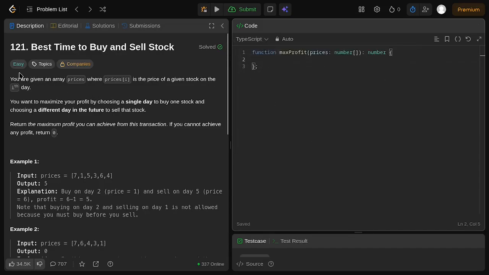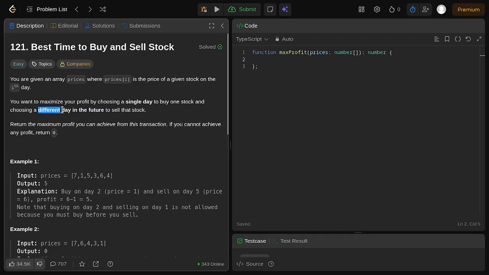The challenge says we are given an array of prices where prices[i] is the price of a given stock on a certain day. We want to maximize our profit by choosing a single day to buy one stock and choosing a different day in the future to sell the stock.